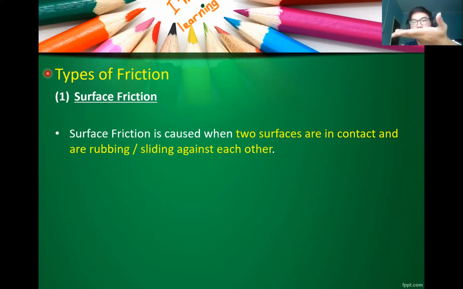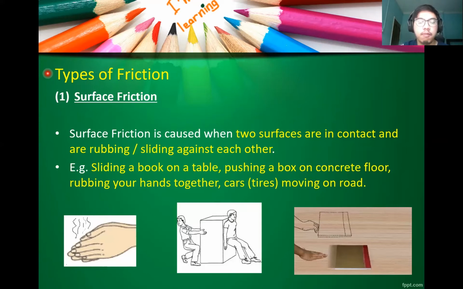So let's say you have this surface, surface A, your left hand, and you have another surface, your right hand. These are examples of surfaces, and when you rub them together like this, you can feel the friction. So these are examples of two surfaces in contact with each other and sliding against each other, and that causes a type of friction that is called surface friction. Here are a few examples: sliding a book on a table, just like before, pushing a box on a concrete floor, rubbing your hands together, and cars, especially the tires, moving on the road. So these are examples of surface friction.